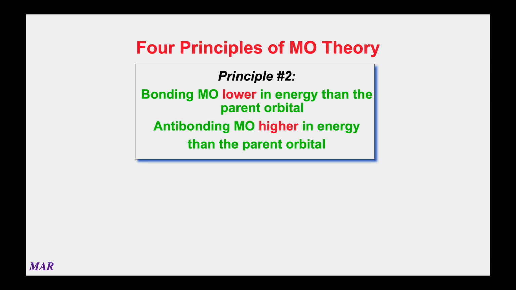Principle number 2, the bonding molecular orbital will be lower in energy than the parent atomic orbital it came from, and the anti-bonding molecular orbital, the one with this little star by it, that's going to be higher in energy than the parent atomic orbital.